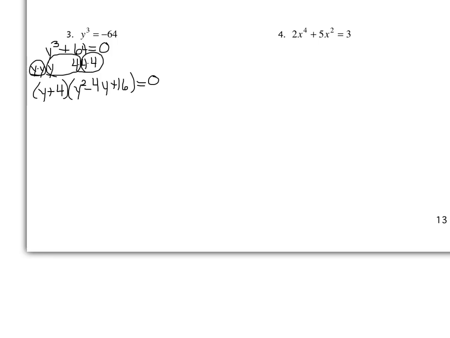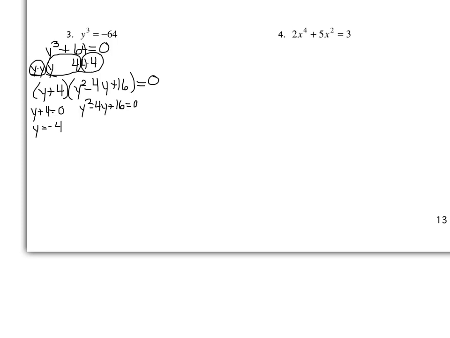We use the zero product property and set each factor equal to 0. So y plus 4 is going to equal 0, and y squared minus 4y plus 16 is going to equal 0. From the first one, we get y equals negative 4. Simple enough. The second one is a trinomial, and that can't be factored. That's not going to be factorable ever with this pattern.